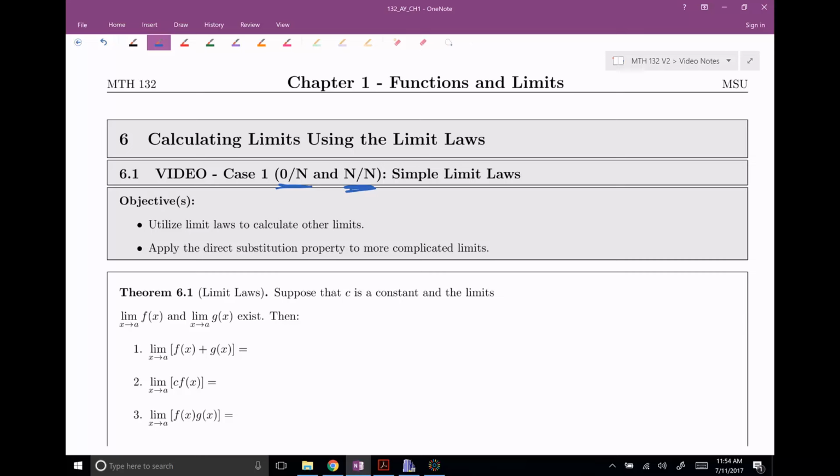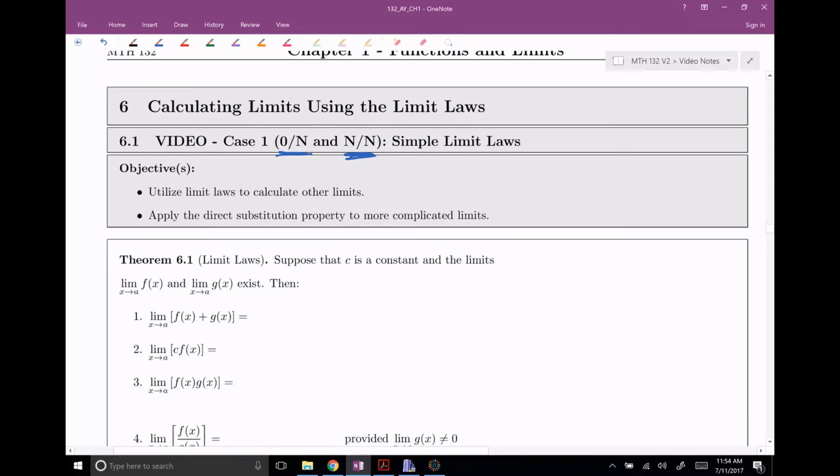So we're going to develop some limit laws and use them. And then we're going to upgrade those and get ourselves something called the direct substitution property. This is going to help us evaluate some of these limits very quickly. Okay, so let's go over the limit laws.